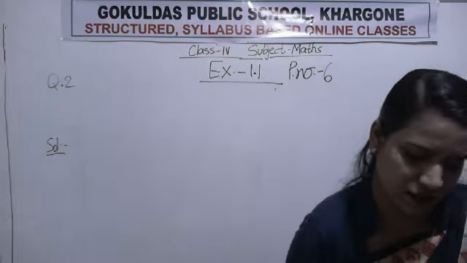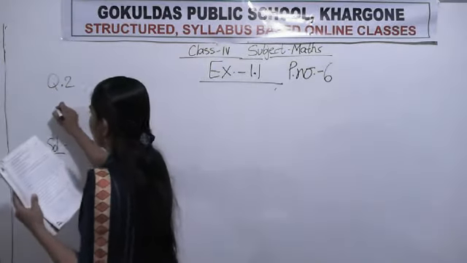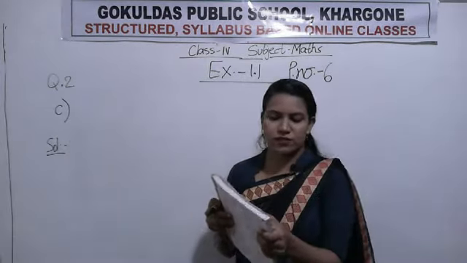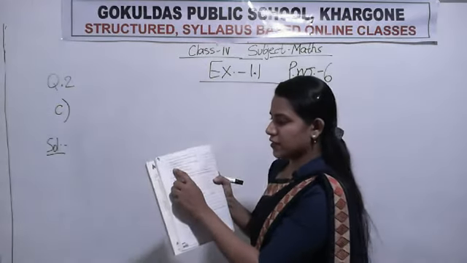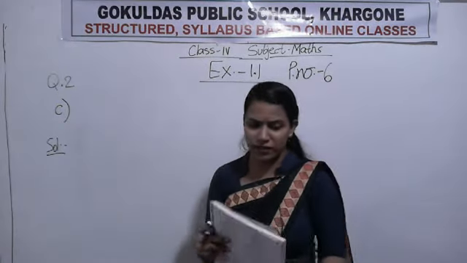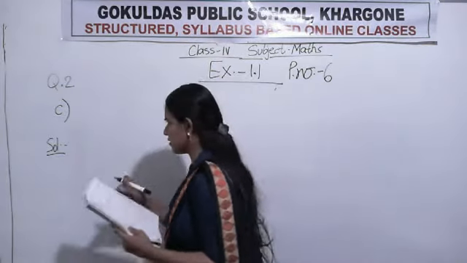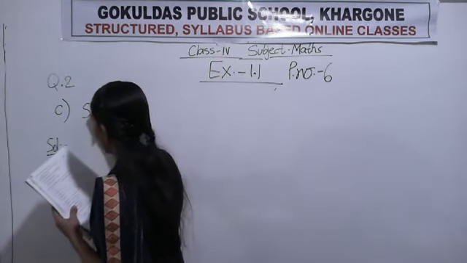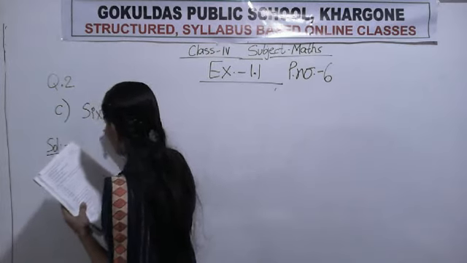Okay, let's do the C of question number 2. What is the number name given? 63,257. Oh, it's so big. Big number name is given. But don't worry, we will deal with it.